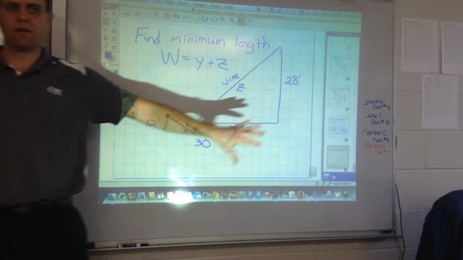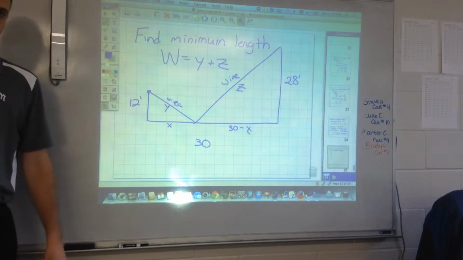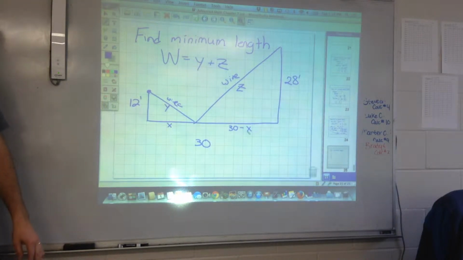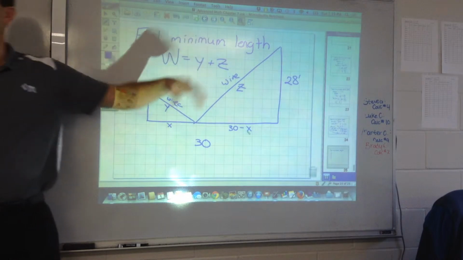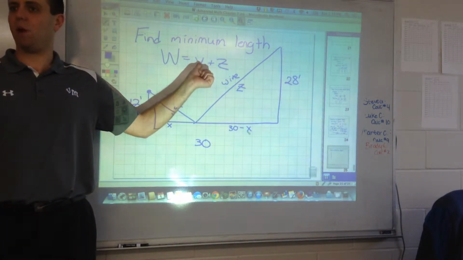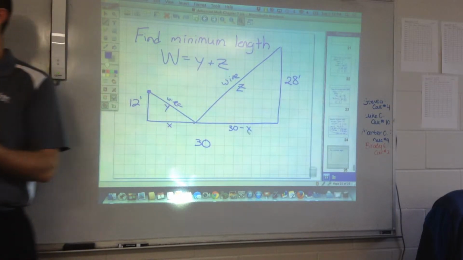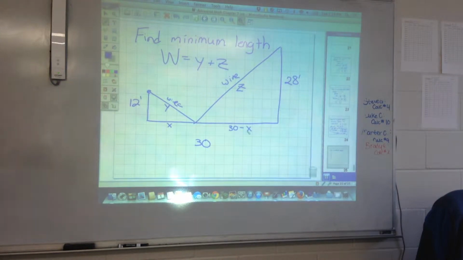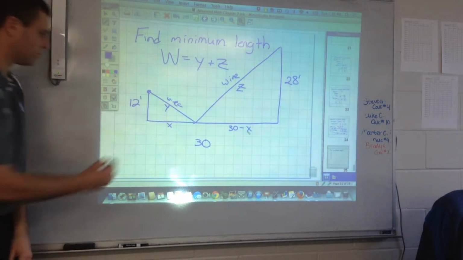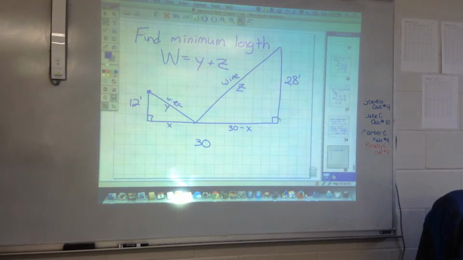So maybe set it up as, oh wait, I have them flipped. 12 squared plus x squared equals y squared, and then 28 squared plus (30 minus x) squared equals z squared. In a nutshell, we're going to rewrite Y in terms of X and write Z in terms of X. Therefore, both of them will just become in terms of X, and then we can differentiate from there. We have right triangles, so we can use Pythagorean's theorem.